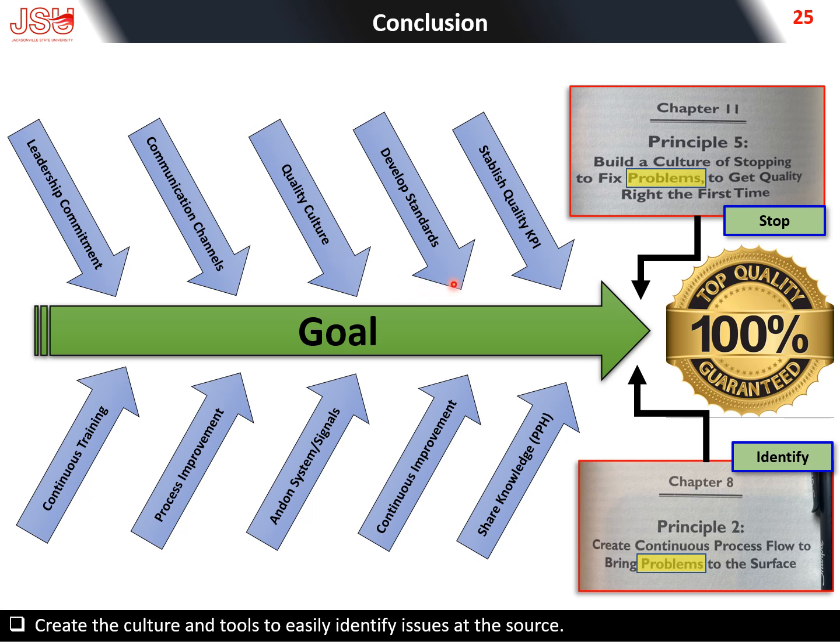Develop standards. Establish quality key performance indicators. Also, have strategies for continuous training. That is something that is very important in quality, continuous training. Process improvement, andon systems or signals to identify quality issues and how to stop them. Continuous improvement and shared knowledge, and create a database of past problem history. Create the culture and tools to easily identify issues at the source. It is very important to achieve the quality goal.